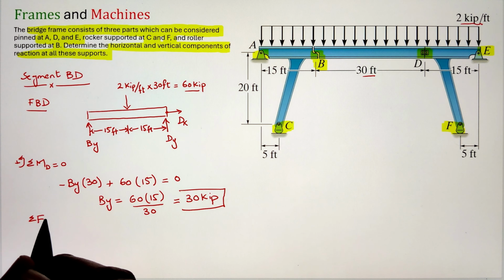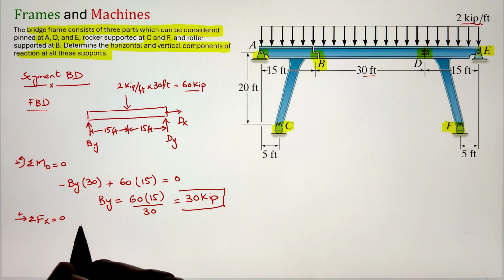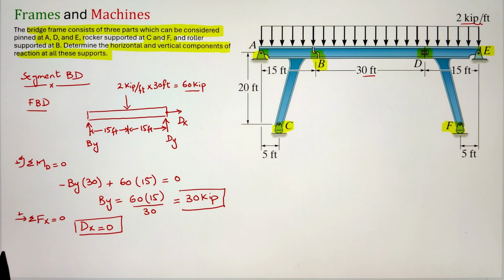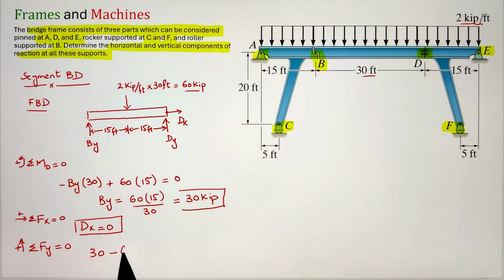Next, we can apply our summation of forces along the horizontal x direction. In this case, we just have one force acting along the x direction, that is Dx. So the value of Dx is equal to 0. Finally, let's apply summation of forces along the vertical y direction equals to 0, taking forces pointing upwards as positive. So I have my By going upward direction of 30 kip, and then I have 60 kip going downwards plus Dy. Simplifying, we get our value of Dy as 30 kip.